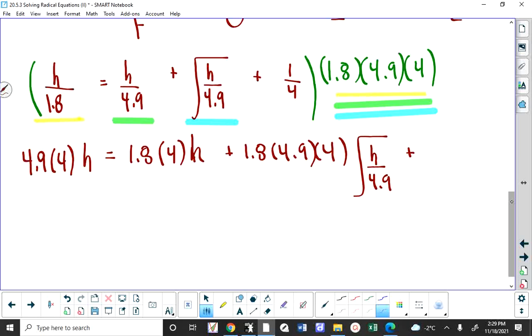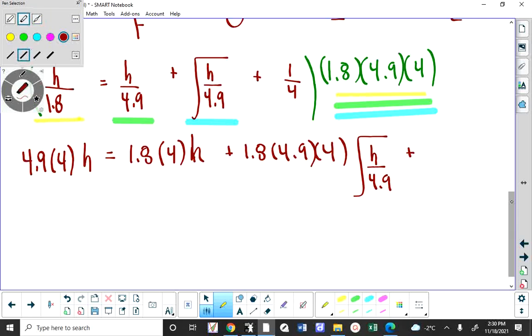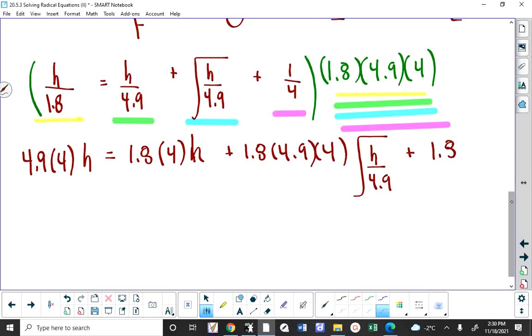And when we multiply this quarter by these things, the 4's will cancel, and you'll be left with 1.8 times 4.9. And I realize that this is very intimidating with all these numbers, but just think very carefully about what I'm going to tell you. I don't care what 1.8 times 4.9 is, but it's just a number. This 1.8 times 4.9 times 4 is just a number. 1.8 times 4 is just a number. 4 times 4.9 is just a number.